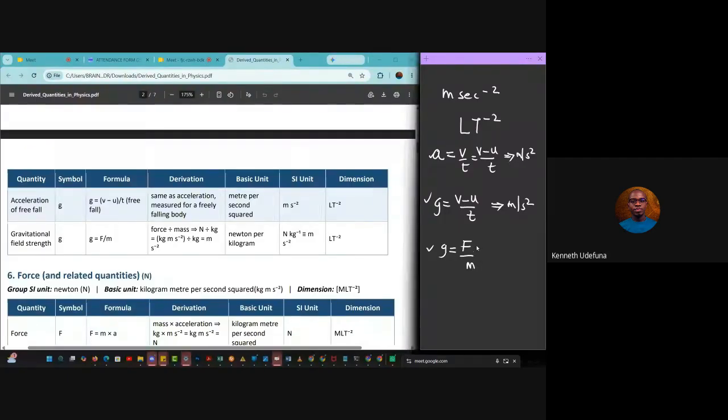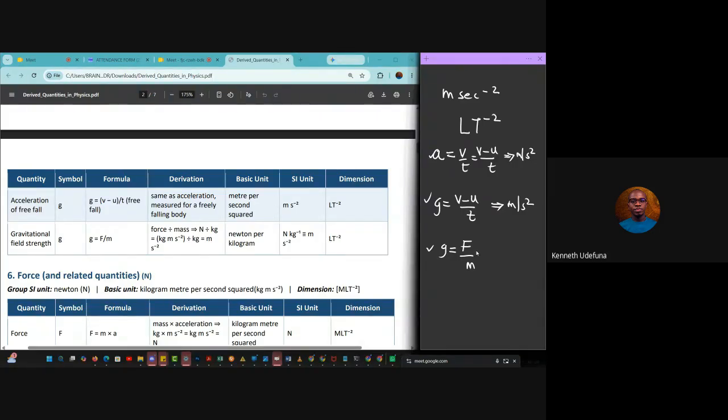Nice. Especially those of you in SS3, the second topic you're going to meet is this gravitational topic. So you need to understand this very well. Those of you in SS3 ought not to miss any of these classes at all.